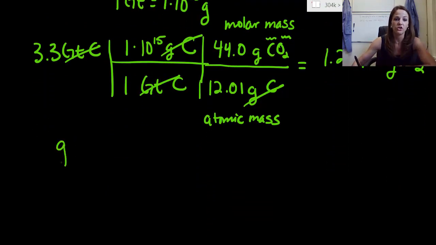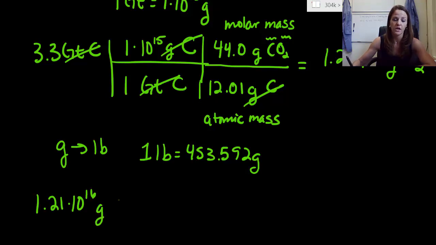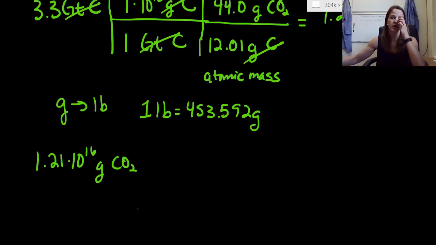So let's try to take grams and convert that to pounds. And so what we need to do is have one more conversion factor. Well, it turns out that 1 pound is equal to 453.592 grams. So start with what we know. We know we have 1.21 times 10 to the 16th grams of carbon dioxide. We're just trying to convert that to pounds.